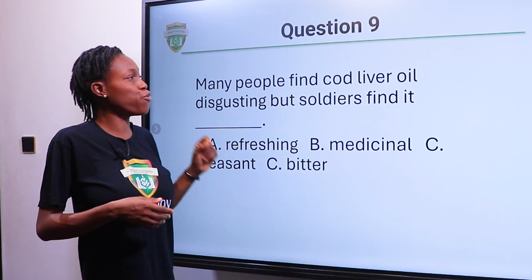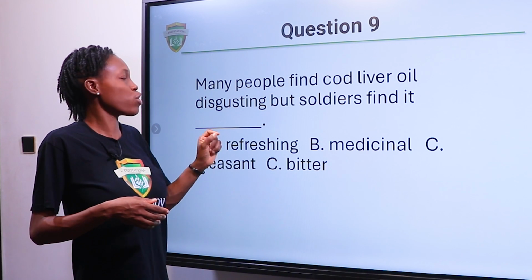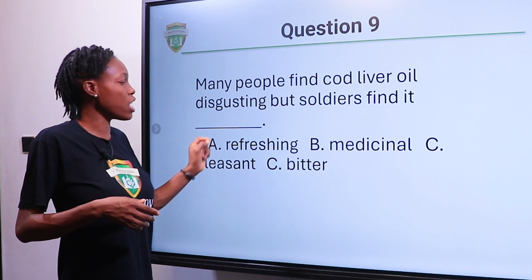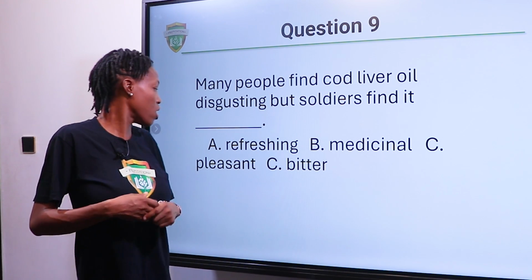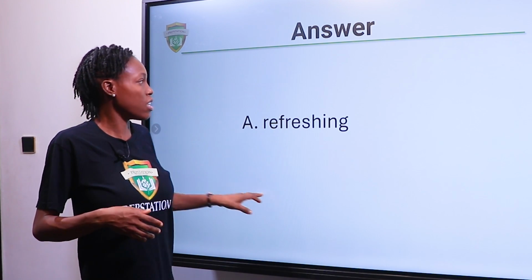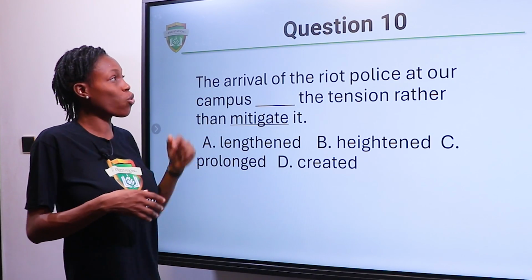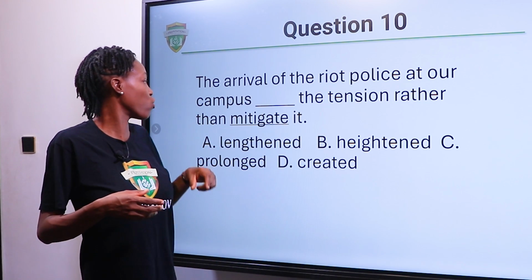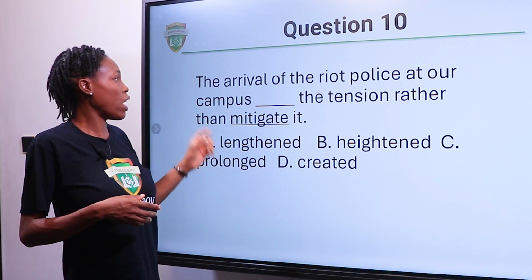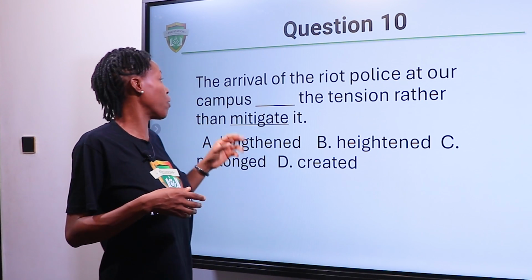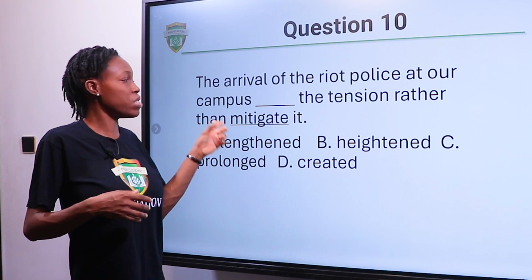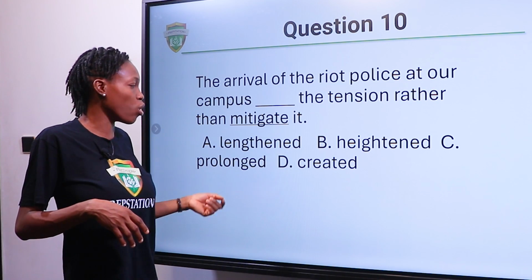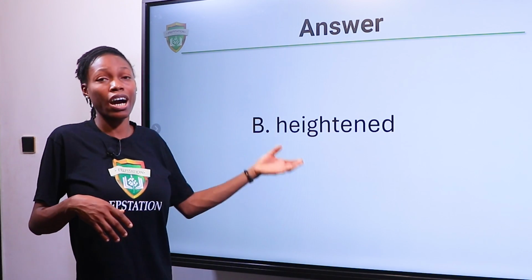Question 9. Many people find cod liver oil disgusting, but soldiers find it dash. So the actual word we're looking for is the opposite of disgusting. A, refreshing. B, medicinal. C, pleasant. D, bitter. The answer is refreshing. Question 10. The arrival of the riot police at our campus dashed the tension rather than mitigate it. We are looking for the opposite of mitigate. A, lengthened. B, heightened. C, prolonged. D, created. Answer is heightened.